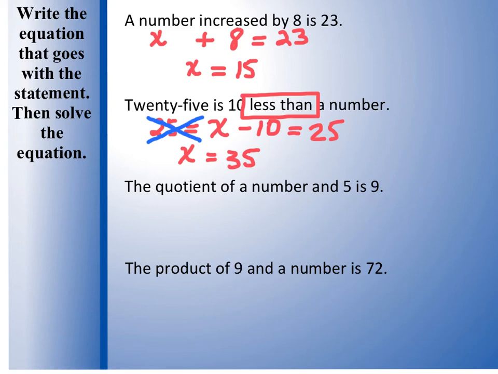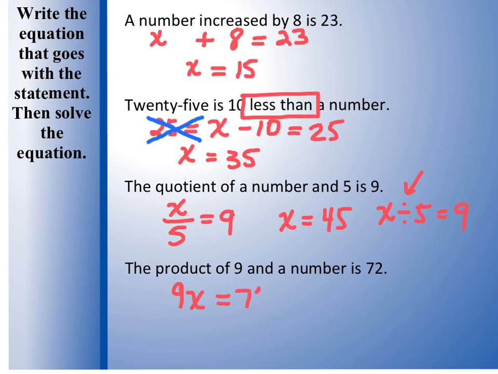All right, the next problem, quotient means divide. So the quotient of a number and 5 is 9. Therefore, X is equal to 45. You could also write that one with a division sign, although typically in 7th grade we stop using that division sign and we start writing things in fraction form. And the last one, product means multiply, so the product of 9 and a number is 72. So what does that number equal? The number 8. Nice job.